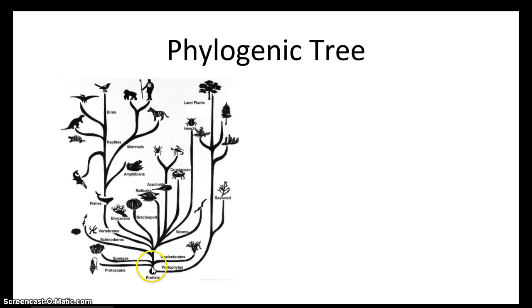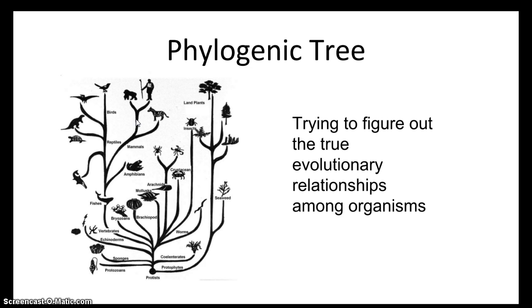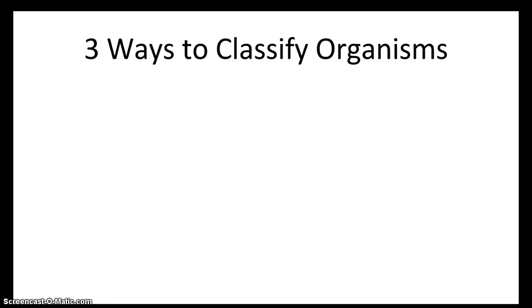You can see here that all of the eukaryotic organisms started as protists, and then different branches evolved over time. And the longer two organisms stay together on a branch, the closer they are related in DNA and embryological development and other sorts of relationships. So phylogenetic trees are basically just used to try to figure out the true evolutionary relationship among organisms. There are three ways to classify organisms.